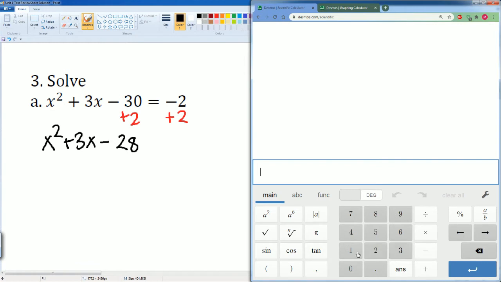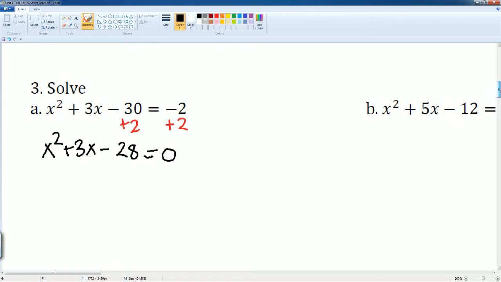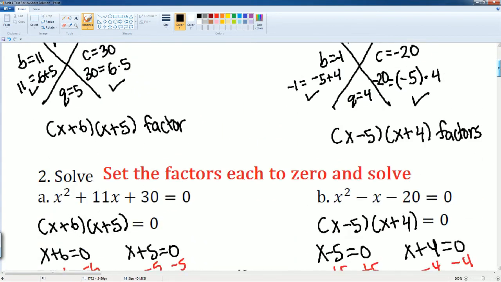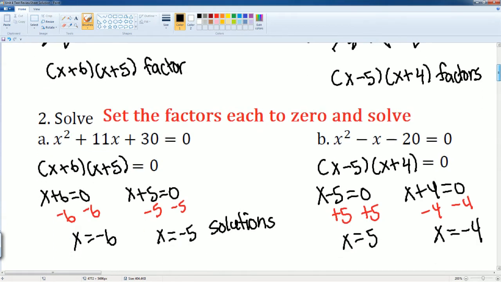So I can check by doing negative 30 plus 2. See, that gets me negative 28. Right. And this is going to equal to 0. We want to solve this. We can solve it in many ways. We can do it like how we did 1 and 2, where we factor using the diamond method. Then we set the factors equal to 0 and solve. But that requires 2 steps.